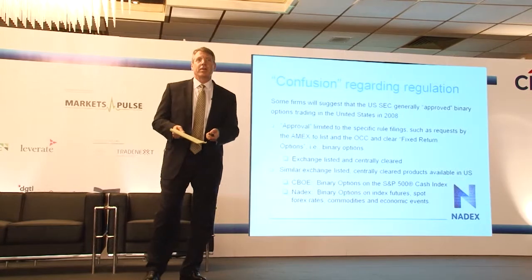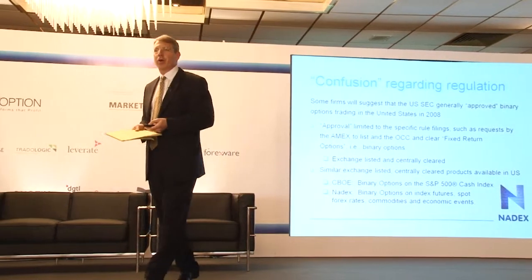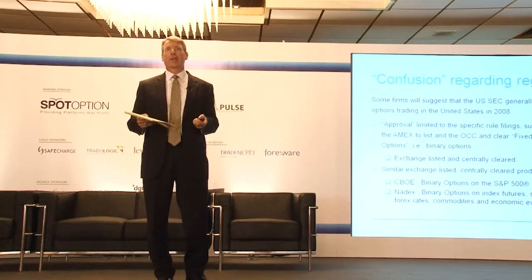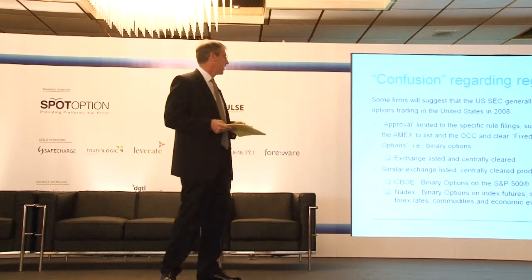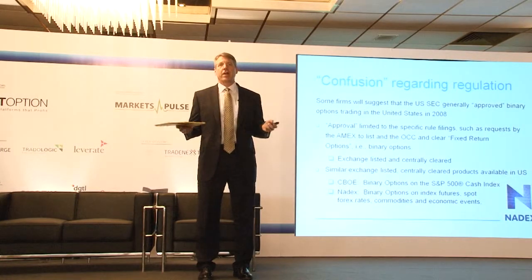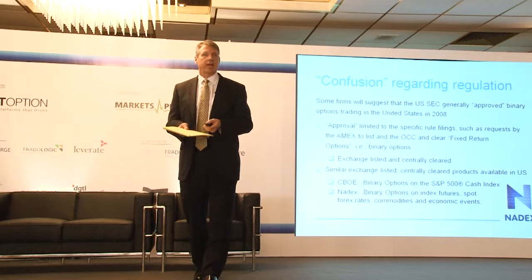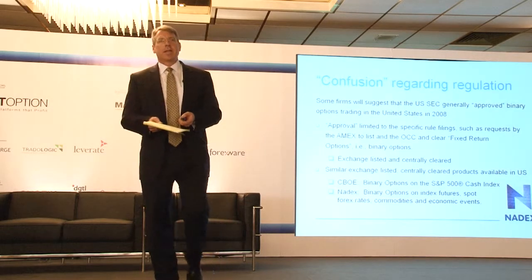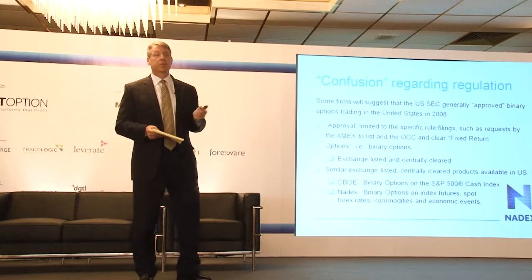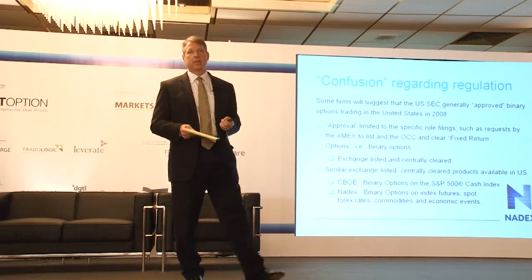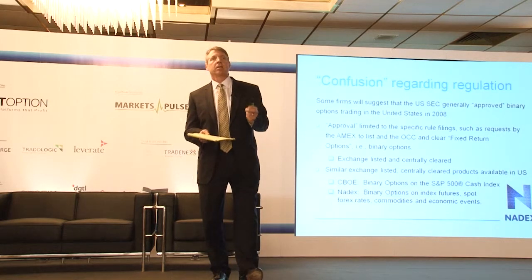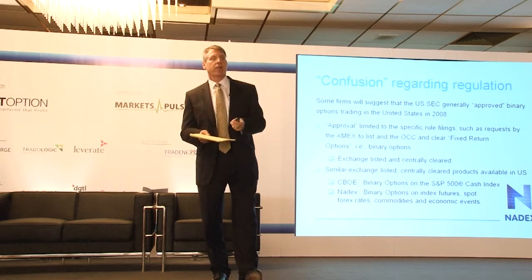I know that depending on what websites you look at and what articles you read, there's some suggested confusion about what the regulatory state of affairs is in the United States. I've seen people who suggest that there was a broad approval of binary options in the United States going back to 2008. If you look at what happened in 2008, the SEC didn't say all binary options trading is fine in the United States. What they actually said was, with respect to some specific rules filed by specific exchanges and clearinghouses, those particular contracts, exchange-listed, centrally cleared contracts, would be allowed.